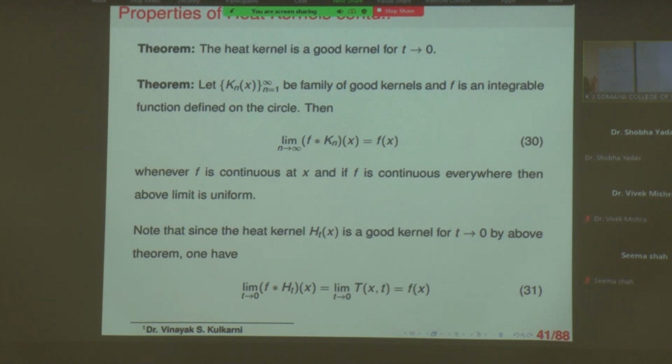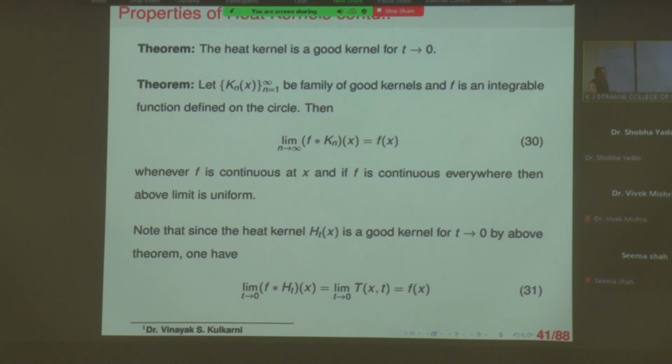There is no other intention. The intention is very clear. Every time we are talking about this circle, the reason is very clear. I want to say that the function defined on this particular geometry is periodic of period 2 pi. Okay. So then what will happen over here? If it is a family of good kernels, then as n tends to infinity, the convolution f star K_n(x) tends to f of x. As n tends to infinity, this convolution tends to f of x.